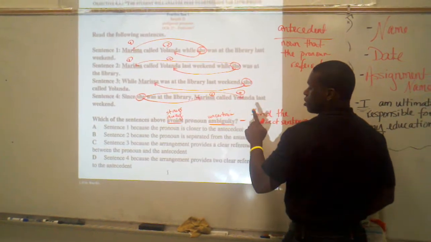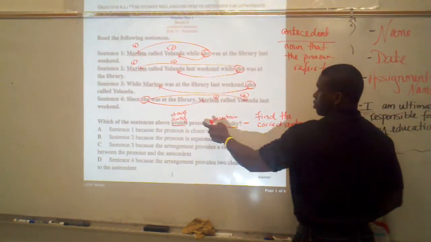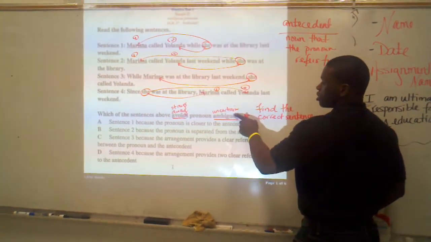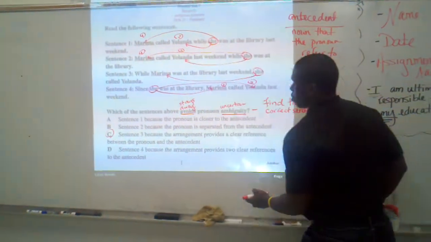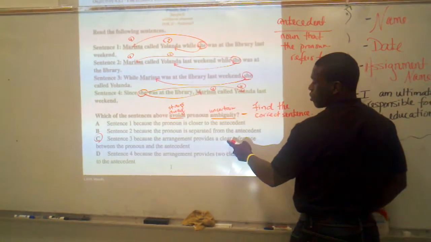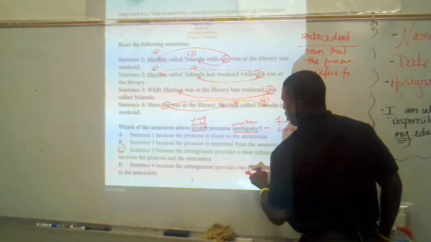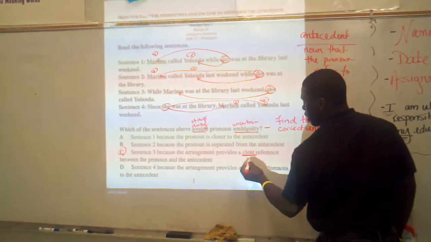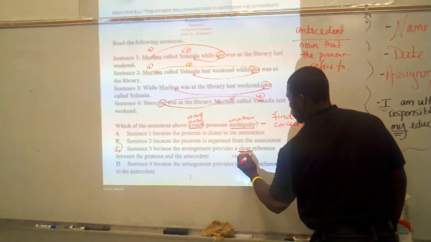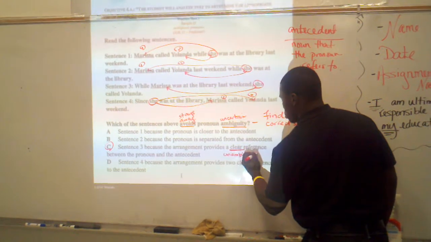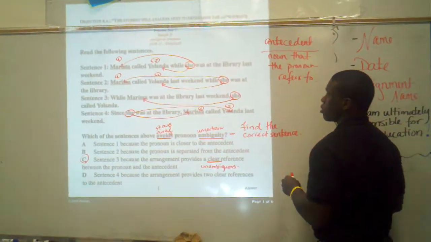We want to find the sentence that's correct. That means it stays away from an uncertain pronoun. And that sentence would be sentence 3. Because the arrangement provides a clear reference between the pronoun and the antecedent. And clear basically means unambiguous, which is the opposite of what you had in the other sentences. And that's how you do a pronoun ambiguity question.